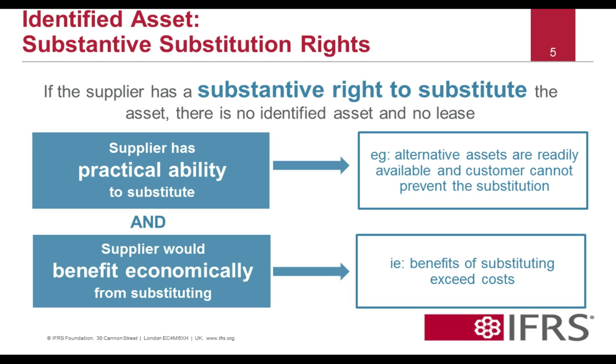Thank you. And just to highlight for listeners that there are other examples in the illustrative examples to IFRS 16 that focus on assessing whether a substitution right is substantive. Now, you mentioned that there are a couple of additional things that lessees need to think about on identified assets. Apart from substitution rights, what other considerations are there?